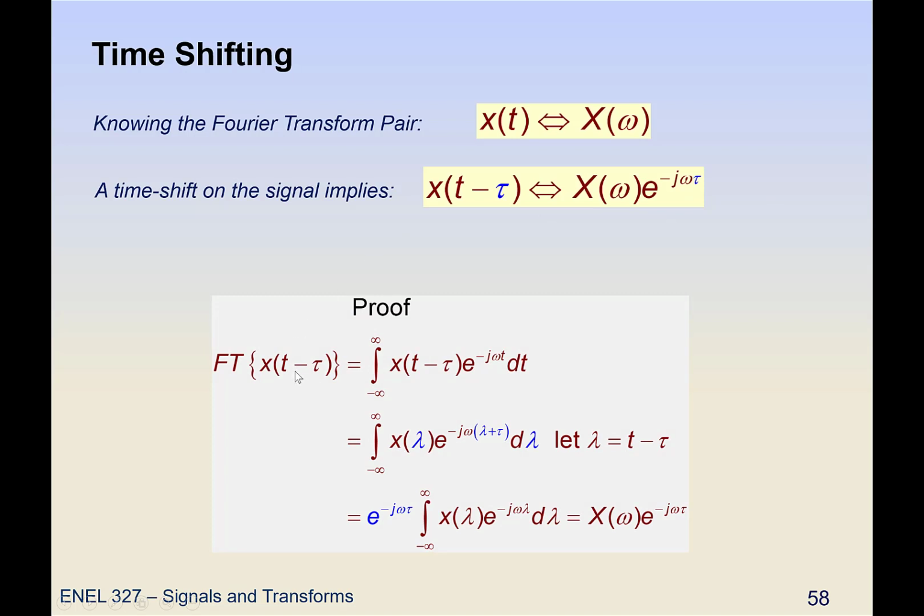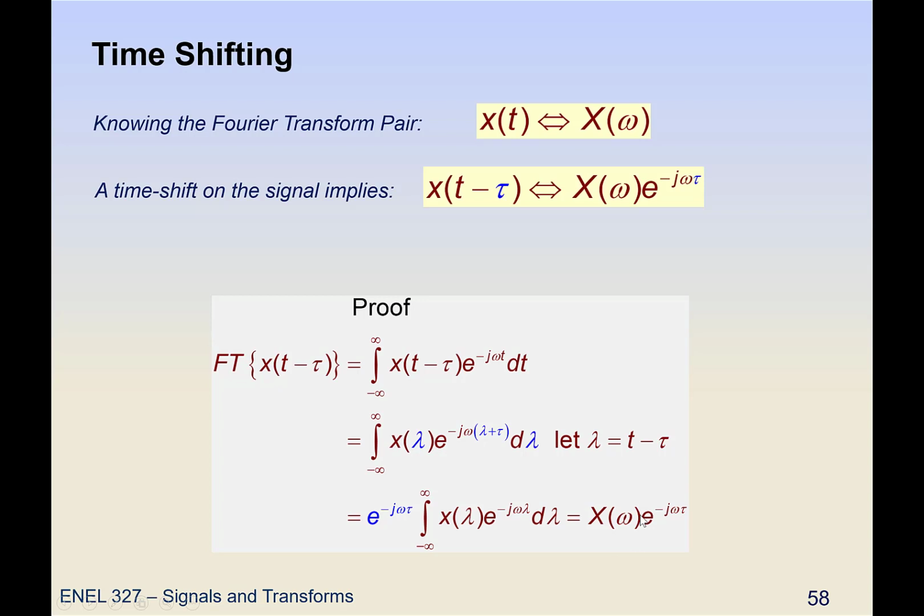If we take the Fourier transform of that time shifted signal and stick it straight into the definition, now I'm going to let lambda equal t minus tau. So that becomes x of lambda. This exponential becomes, with t replaced by lambda plus tau, and dt becomes d lambda. But now I have an e to the minus j omega tau, and tau is not the integration variable here, so I can pull it out. And now this is just the Fourier transform of x of t. So we end up with this.